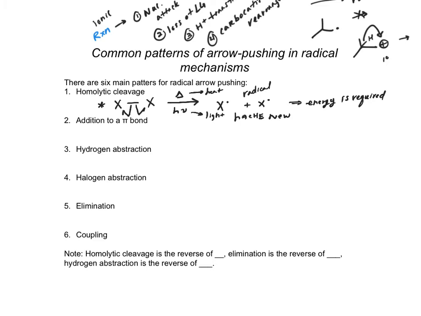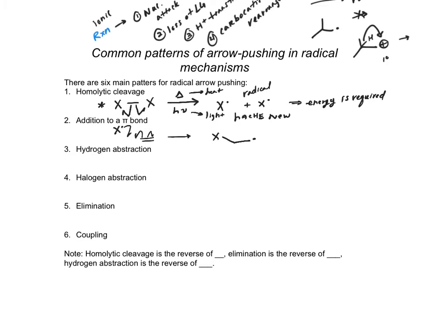All right, so the second one is something called addition to a pi bond. In this one, we're going to have a pi bond. We're going to have a radical come along, and it's going to add to this molecule. So we're going to have our radical form one half of our new bond. The pi bond is going to form the other half between this X and this carbon, and then the other part of this pi bond is going to be left on this carbon. So the product of this is going to be an X to a carbon, a single bond, to a radical.